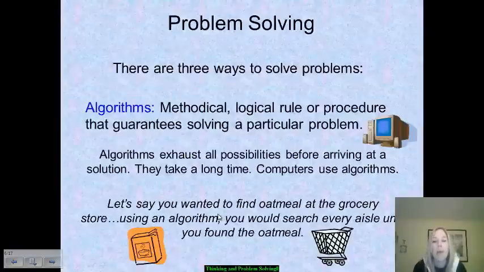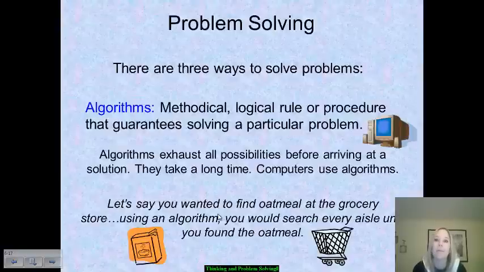Now, there are 3 ways to go about problem solving, and these can get a little bit confusing as well. The first way to go about doing it is something called an algorithm. Okay, so this is a very step by step methodical logical procedure. It guarantees solving a particular problem. It exhausts all levels of possibilities before arriving at the solution that is necessary. So it is much more accurate. Problem is they take a very, very long time. Computers use algorithms, okay?